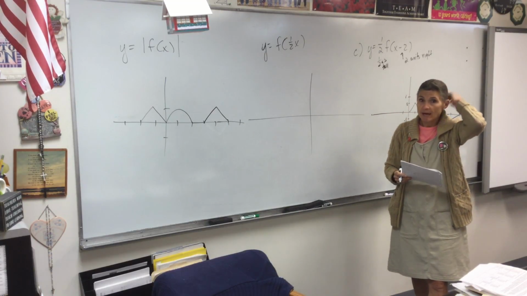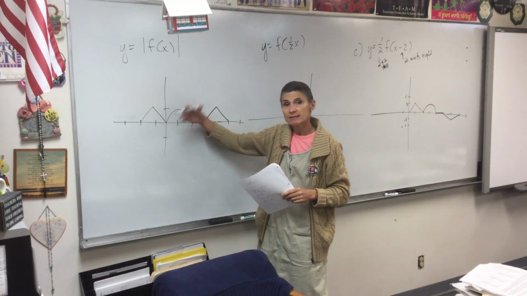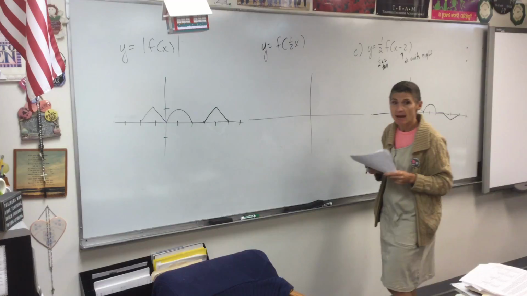When you take the absolute value of the whole thing, you just take anything that's below the x-axis and fold it up. Everything else stays exactly the same.